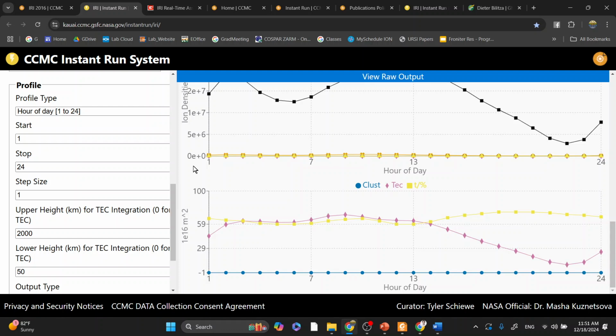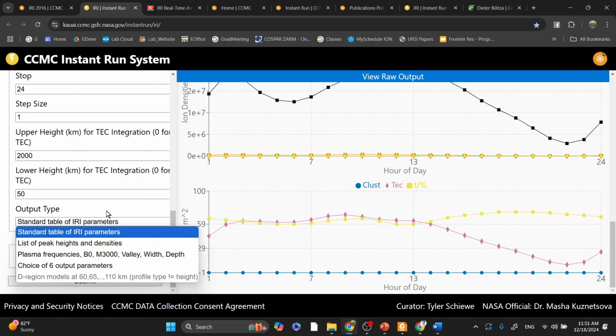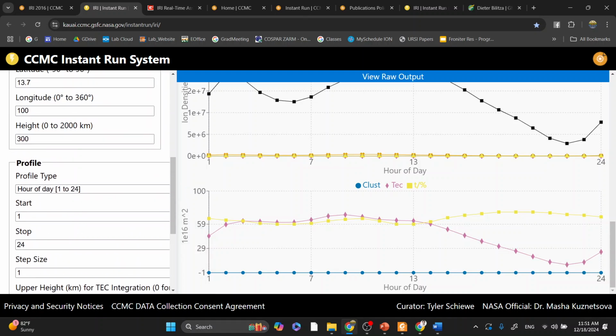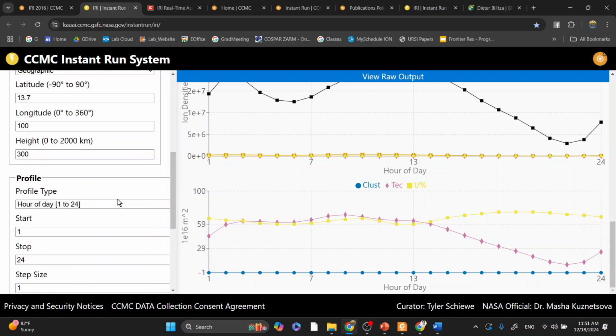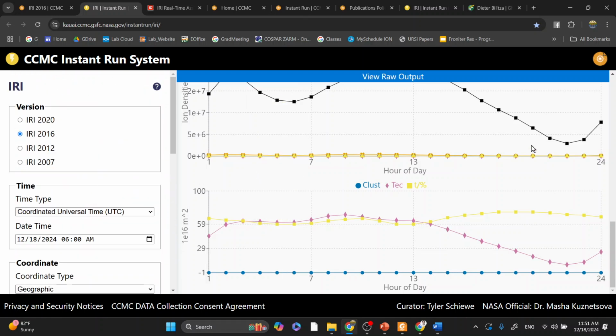Oh, I see. Okay. Oh, but this is not in TECU, no? You have to convert it yourself. I see. So if you want this data, you can output two files, right? Or not here. Where? You have to go back, right? Here?